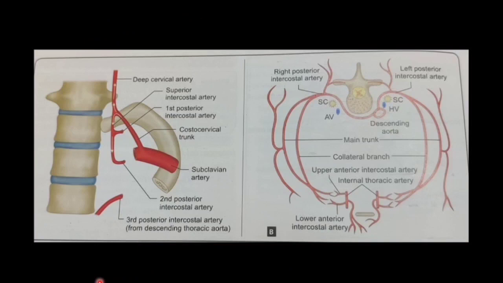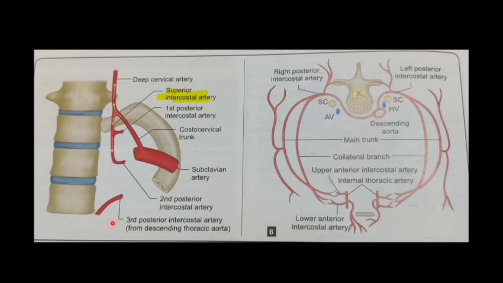First we'll see the posterior intercostal artery. In the first and second intercostal spaces, the posterior intercostal arteries are branches of the superior intercostal artery. Altogether we have 11 posterior intercostal arteries. The first two are branches of the superior intercostal artery. The superior intercostal artery is a branch of the costocervical trunk, which is a branch of the subclavian artery. Whereas in the lower 9 spaces, the posterior intercostal artery is a direct branch from the descending thoracic aorta.